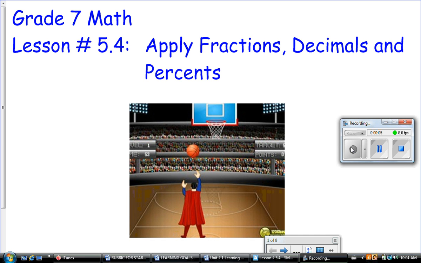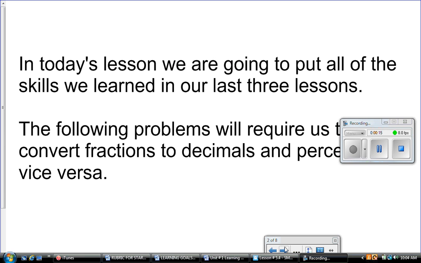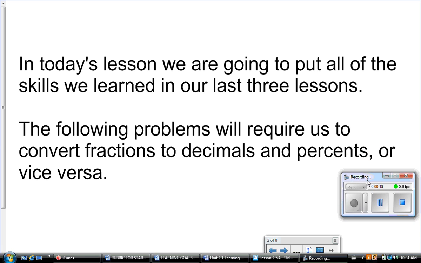This is lesson number 5.4, Apply Fractions, Decimals, and Percents. In today's lesson, we are going to put all of the skills we learned in our last 3 lessons together. The following problems will require us to convert fractions to decimals and percents, or vice versa.